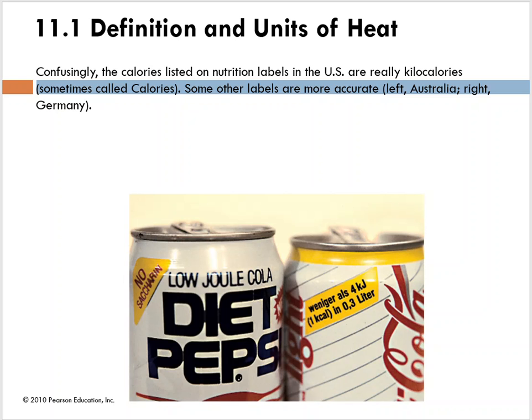Confusingly, the calories listed on nutrition labels in the U.S. are really kilocalories, sometimes called calories. Some other labels are more accurate. Left, which is Australia, right, which is Germany, you'll see that they're a whole lot more accurate. They talk about Australia's low joule cola, they're talking about joules as the amount of energy. Here in Germany, they talk about 1 kilocalorie, and that's 0.3 liters.